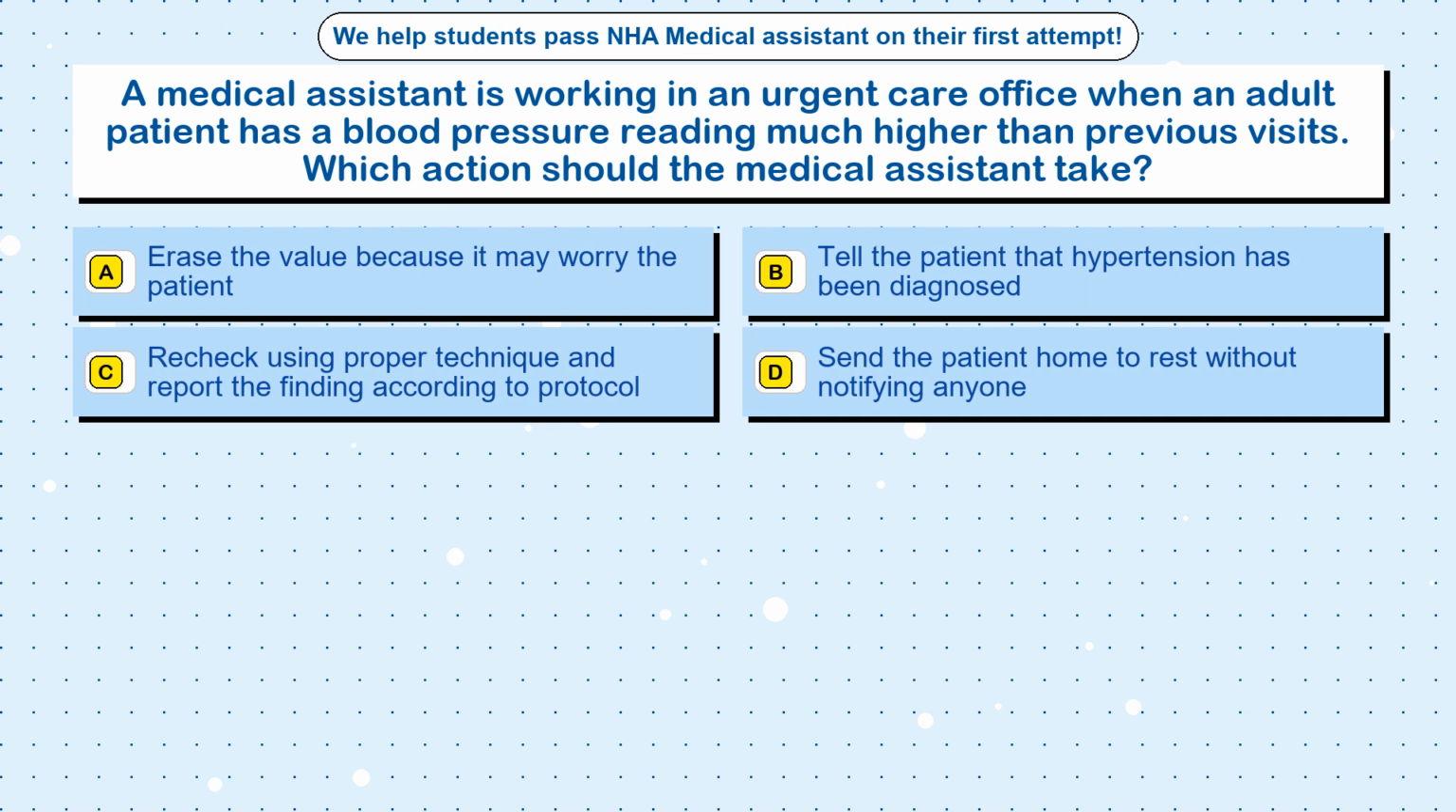Question 93. A medical assistant is working in an urgent care office when an adult patient has a blood pressure reading much higher than previous visits. Which action should the medical assistant take? Option A, erase the value because it may worry the patient. Option B, tell the patient that hypertension has been diagnosed. Option C, recheck using proper technique and report the finding according to protocol. Option D, send the patient home to rest without notifying anyone.